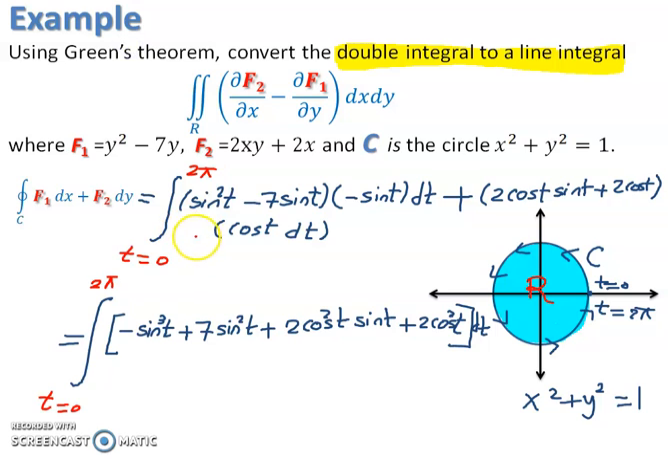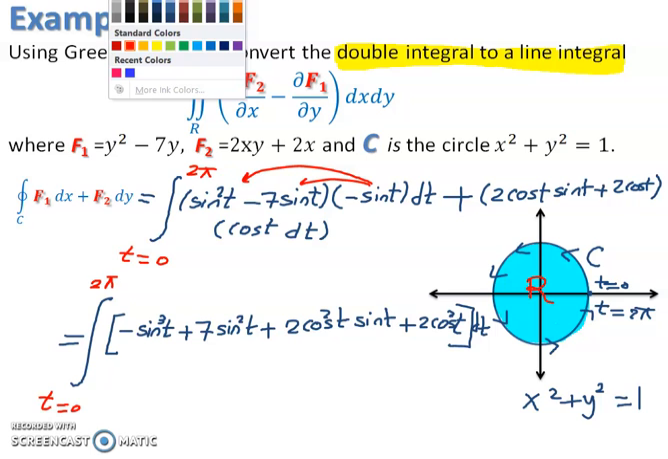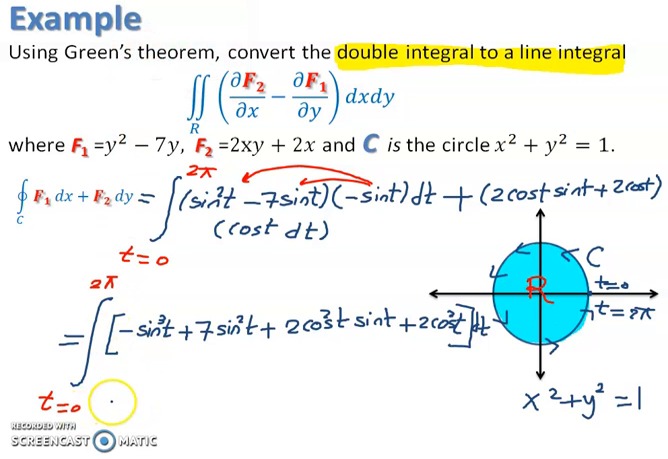We just simplify the integration by multiplying minus sine with both terms. We get minus sine cubed plus 7 sine squared. Also we multiply cosine with both terms. We get 2 cosine squared sine plus 2 cosine squared. Then we can use a calculator to find this integration or integrate each term alone. The answer will be 9 pi.